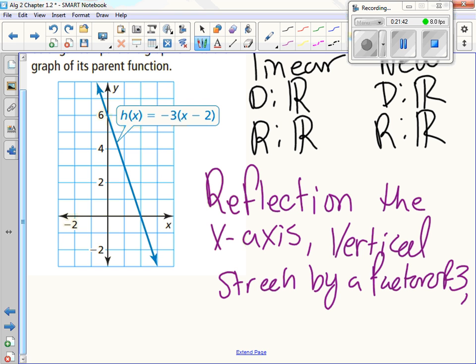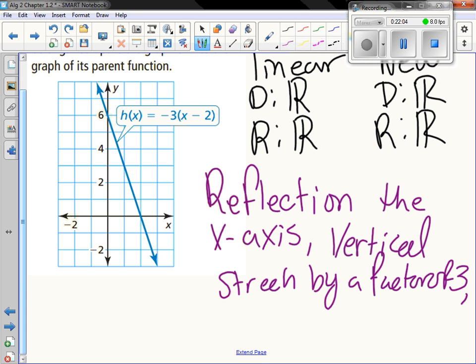We have that x minus 2. Now we didn't have this yesterday, but inside parentheses, inside absolute values, it moves left and right. I don't normally see this show up too often with a linear function, because we can multiply it through by negative 3 and just treat it like we did the other day.